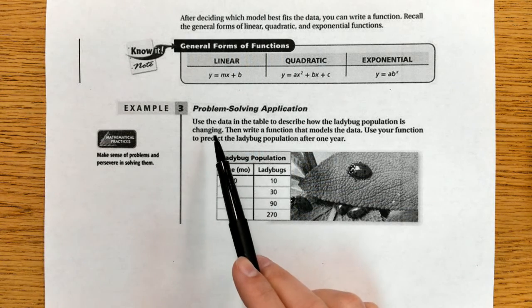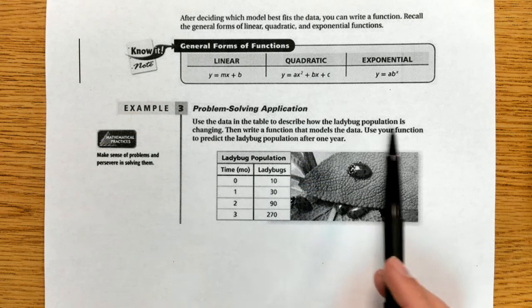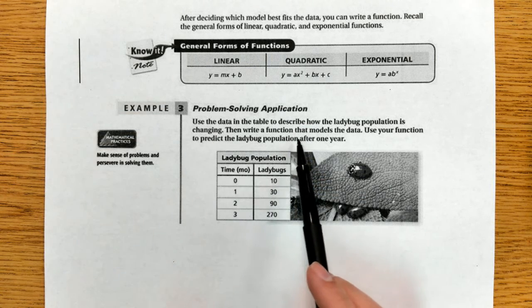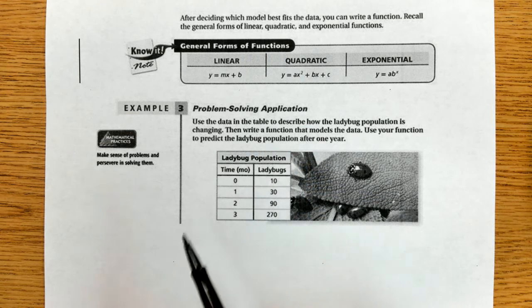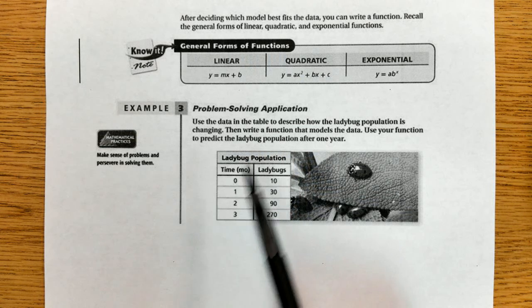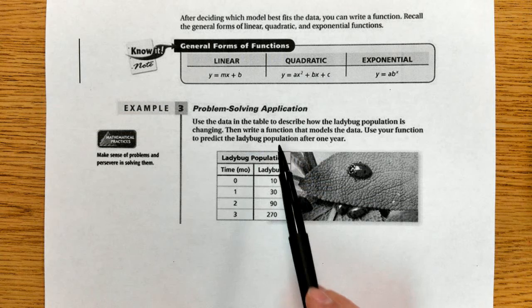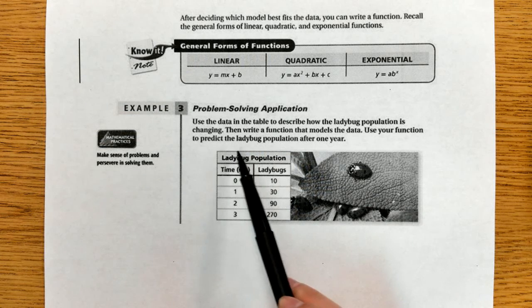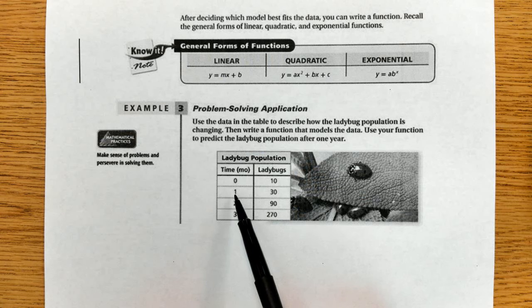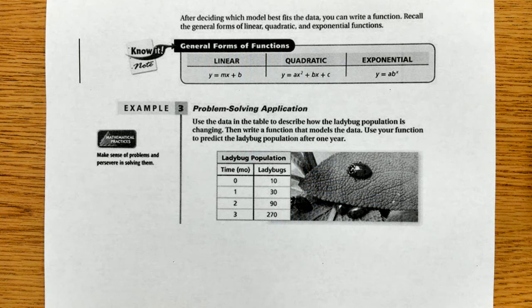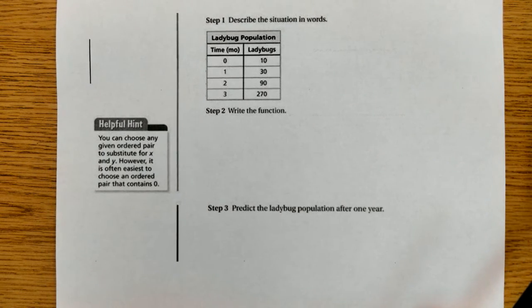So here, use the data in the table to describe how the ladybug population is changing. Then write a function that models the data. Use your function to predict the ladybug population after 1 year. So we're describing the relationship, writing a function, and then predicting the population after 1 year. So there's 3 parts to this question. So the ladybug population, 0 months, 10, 1 month, 30, 2 months, 90, 3 months, 270. So we are going to first look at the table and figure out what's going on.